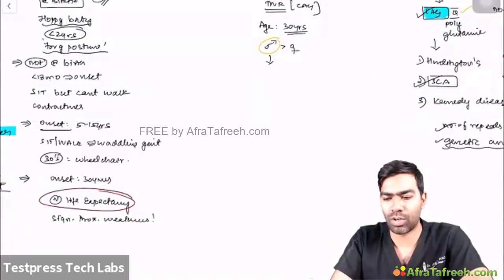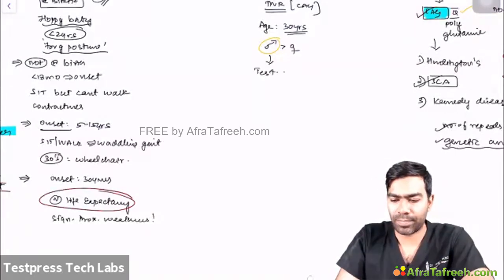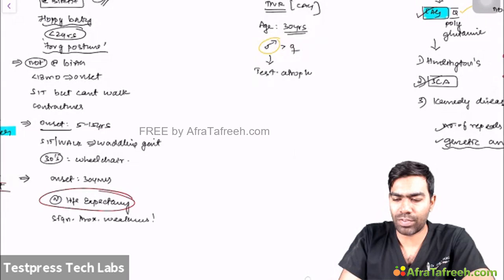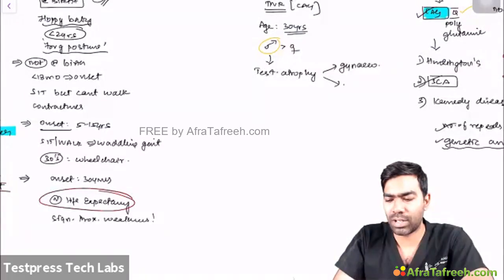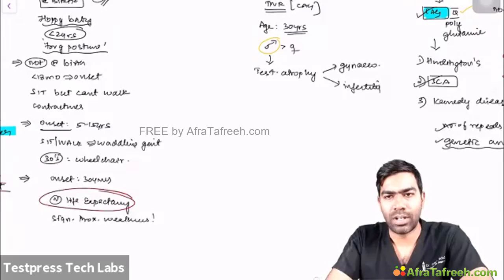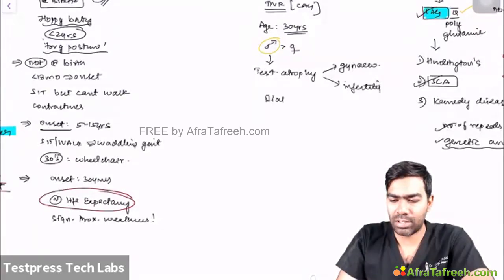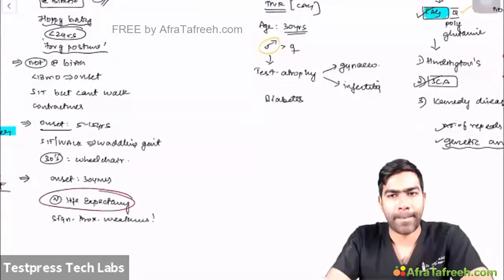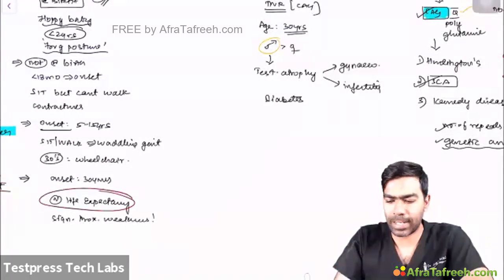Usually they'll go for testicular atrophy. And because of testicular atrophy, 2 things will happen. One is gynecomastia. These patients will have gynecomastia. And these patients will have infertility as well. And they can have diabetes and they can have muscle cramping. They come with muscle cramps.